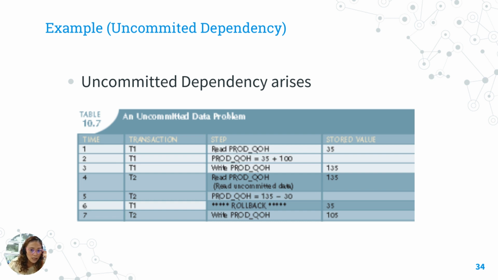However, transaction 2 had already accessed the uncommitted changes, so its displayed balance is 105. That is deducting the 30 units from the uncommitted changes. So this is how uncommitted dependencies arise. Okay.